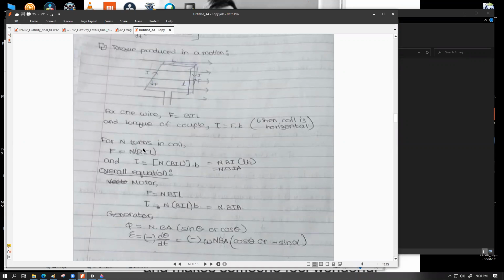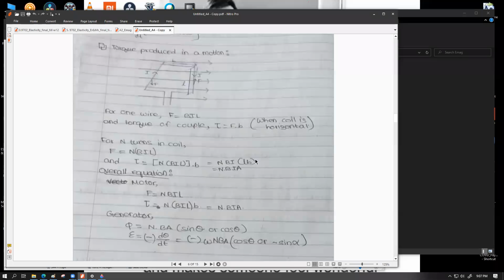আচ্ছা, সো এই ক্যালকুলেশনটা কি বুঝা গেছে? একটা ওয়্যারের জন্য ফোর্স হচ্ছে BIL, torque of a couple হচ্ছে tau equals to F into B when the coil is horizontal. This is the maximum torque that you can get. So for n number of turns, F equals N BIL, and tau equals N BIL into B, কারণ হচ্ছে if there are n number of turns, এদিকেও আমাদের n number of ওয়্যার থাকবে, এদিকেও n number of ওয়্যার থাকবে। So এদিকে টোটাল ফোর্স হবে NF, এদিকে হবে NF. So N into total force.